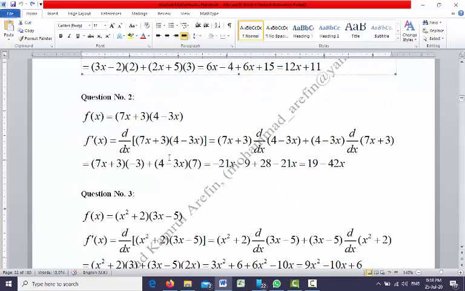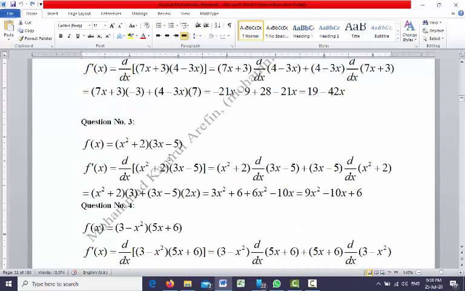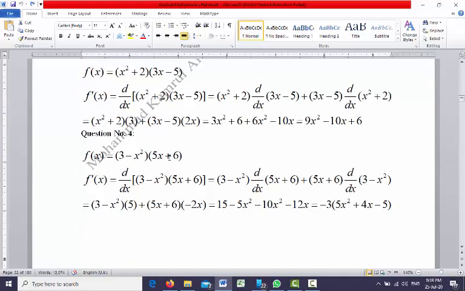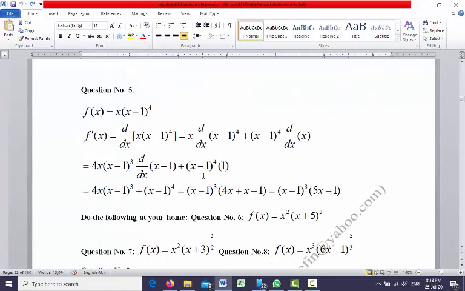So question number 2 you can study at your home, solution is there. Question number 3 you can also study this one at your home. Question number 4 you can study this one at your home. So let me do question number 5. Now let us solve question number 5.